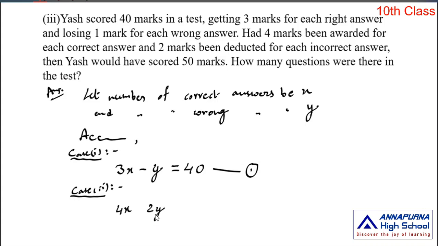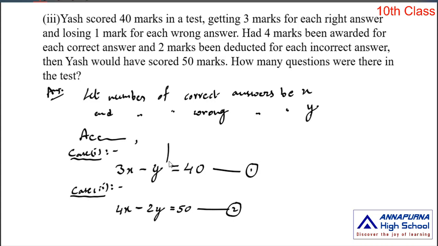Okay, and these 2y marks we deduct from the correct answers marks. So that's why here we put minus. So 4x minus 2y, this is the final score. But according to the question, his final score is 50. So 4x minus 2y is equal to 50. So this is the second equation.